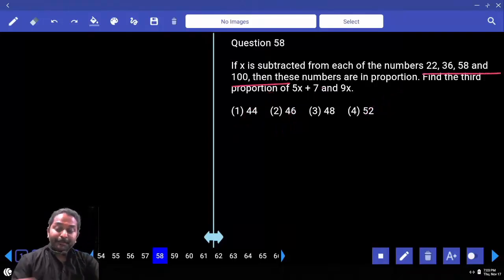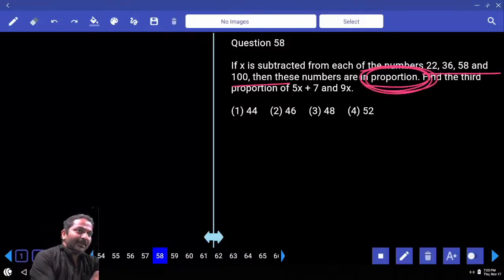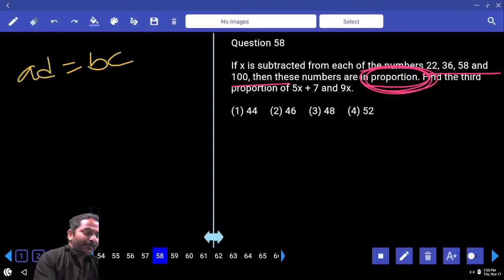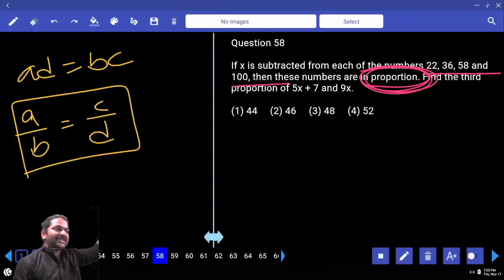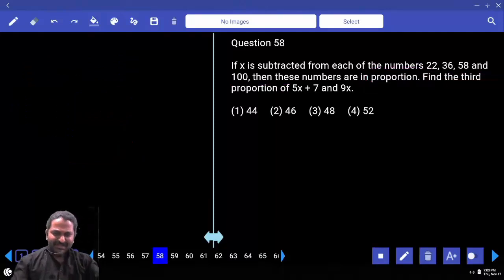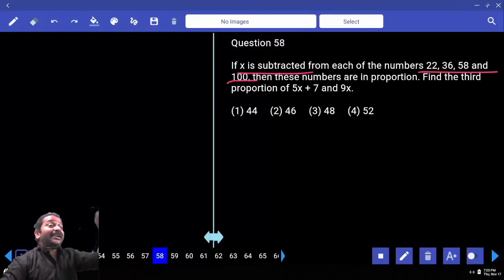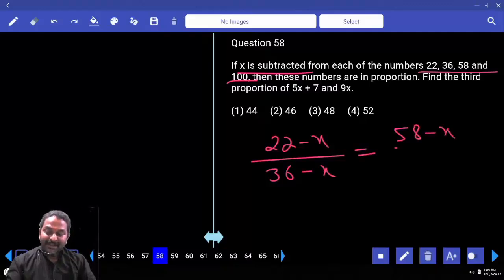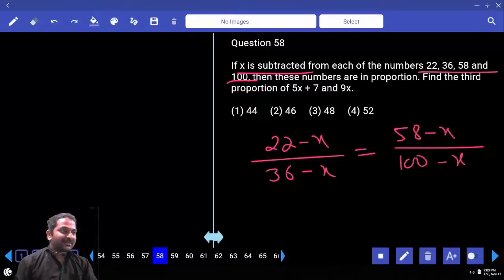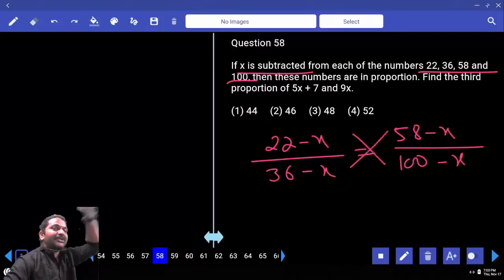If you want to calculate, come on. If 4 numbers are in proportion, this word has a meaning. When do we call 4 numbers in proportion? If AD is equal to BC, or you can say A by B is equal to C by D. If this condition is satisfied, then only we can call those 4 numbers in proportion. But now, they did not mean these numbers are in proportion. They are saying X must be subtracted from every number. That means 22 minus X by 36 minus X is equal to 58 minus X by 100 minus X. And now when you go for cross multiplication, that should be equal.